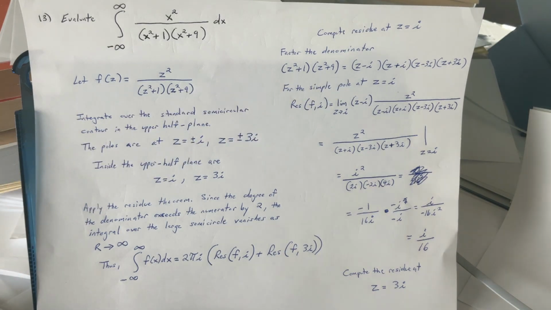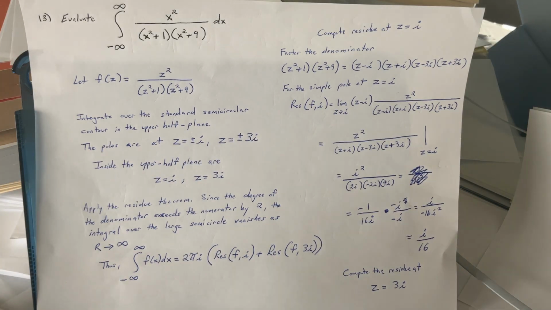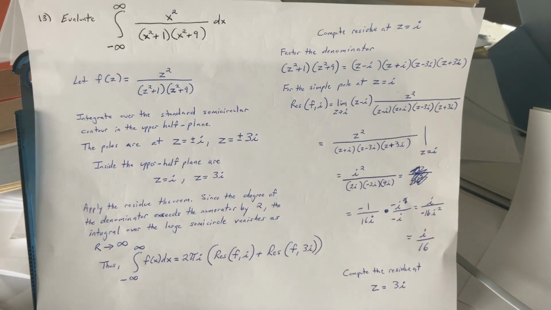That becomes (z minus i)(z plus i)(z minus 3i)(z plus 3i). For the simple pole at z equals i, we get the residue of f at i. That equals the limit as z approaches i of (z minus i) times z squared over that product you have in the denominator. Now, simplifying that, those z minus i's cancel. We evaluate at z equals i, perform the arithmetic, and we get i over 16. That's for that component of the residue at z equals i.